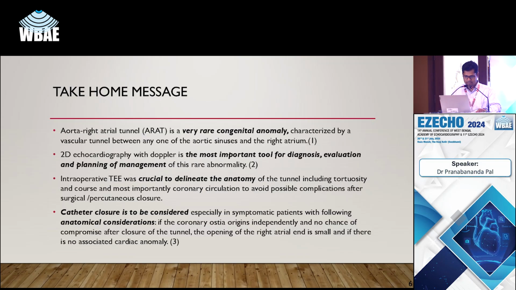So the take home message is that aorta to RA tunnel is a very rare congenital anomaly, characterized by a vascular tunnel between any of the aortic sinuses and the right atrium. 2D echocardiography with Doppler is the most important tool for diagnosis, evaluation and planning of management of this rare abnormality. Intraoperative TEE was crucial to determine the anatomy of the tunnel, including the tortuosity and course of the tunnel, and most importantly the coronary circulation, to avoid possible complications after surgical or percutaneous closure.